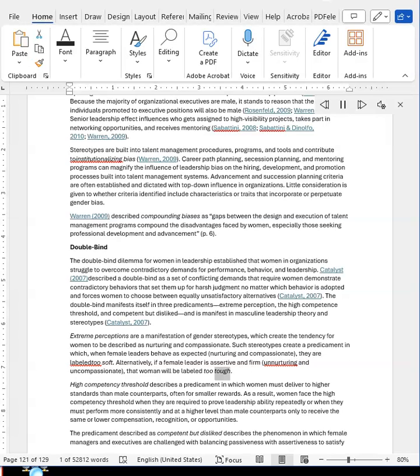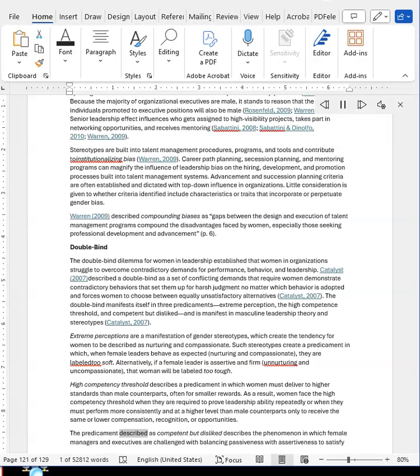High competency threshold describes a predicament in which women must deliver to higher standards than male counterparts, often for smaller rewards. As a result, women face the high competency threshold when they are required to prove leadership ability repeatedly, or when they must perform more consistently and at a higher level than male counterparts only to receive the same or lower compensation, recognition, or opportunities.